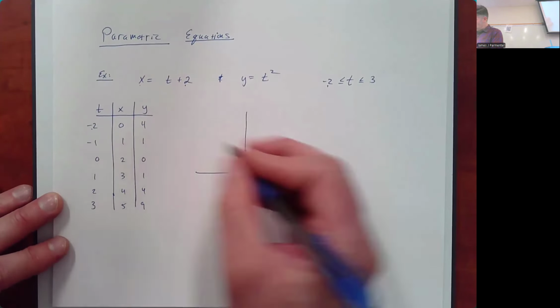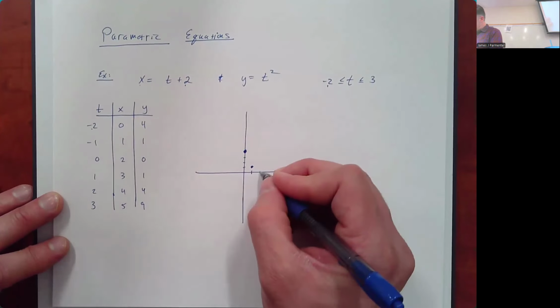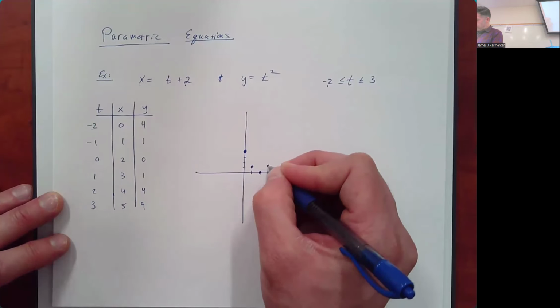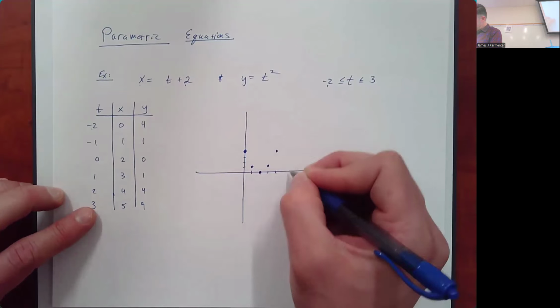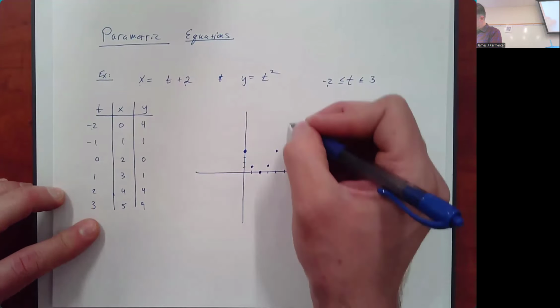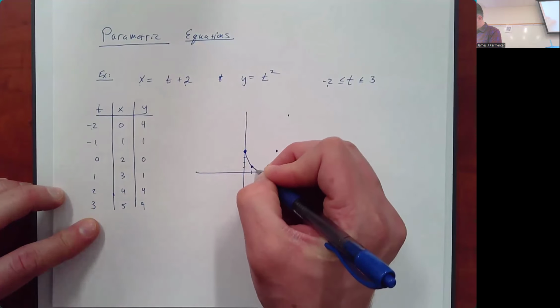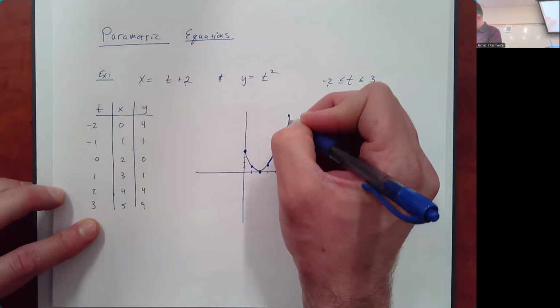And then we're going to get the point 1, 1. And then the point 2, 0. And then the point 3, 1. And then the point 4, 4. And then the point 5, 9. And it looks like a portion of your usual parabola. Well, your usual parabola is shifted.